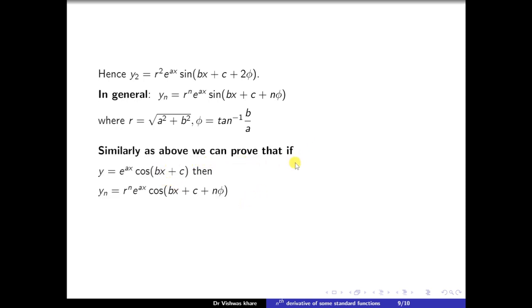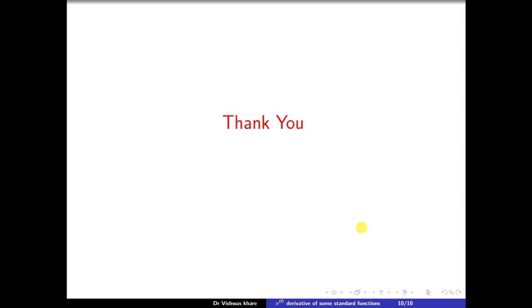Similarly, as above, we can prove that if y is equal to e to the power ax cos(bx plus c), then yn is r to the power n e to the power ax cos(bx plus c plus n phi), where r is equal to under root a square plus b square and phi is equal to tan inverse b by a. Thank you.